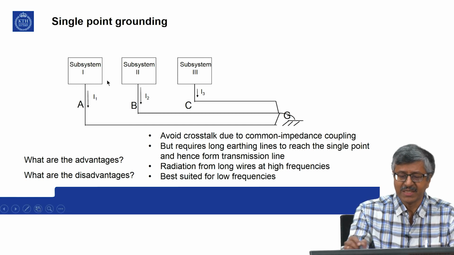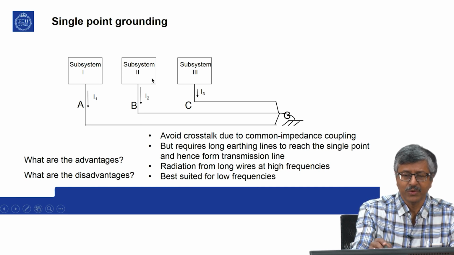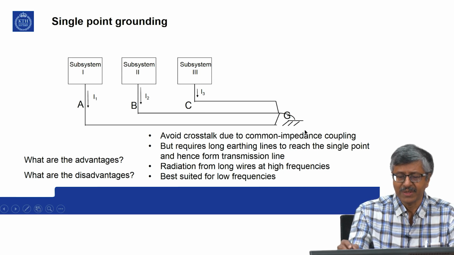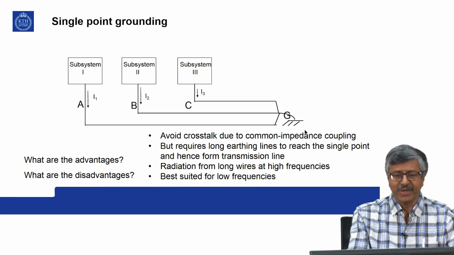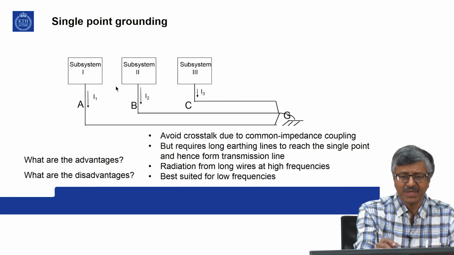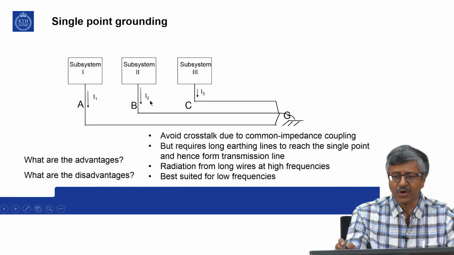So here an illustration is given. You have subsystem 1, subsystem 2 and 3. You have certain currents I1, I2 and I3 during fault going to the ground. Now what are the advantages of this type of scheme? One is obvious. In chapter 4, while talking about crosstalk or near field coupling, you might have come across common impedance coupling. When currents from different subsystems share a common path, you have a resistive drop, like a voltage sag in a power line, and that will interfere with the other circuit. There is no common impedance between these systems in the ground circuit, so you avoid common impedance coupling. That is one big advantage of single point grounding.